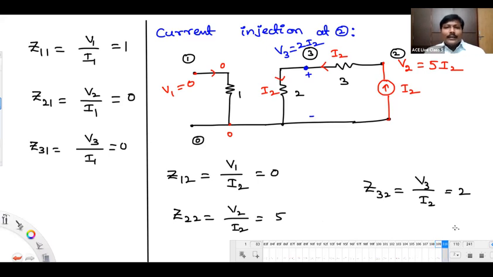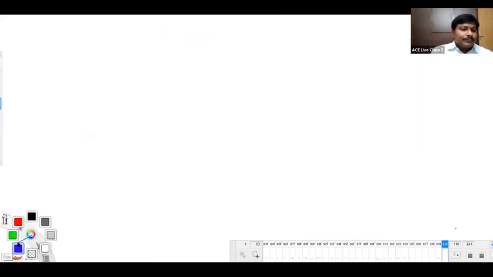Let's take current injection at bus 3, or node 3, you can say. Current injection at node number 3.